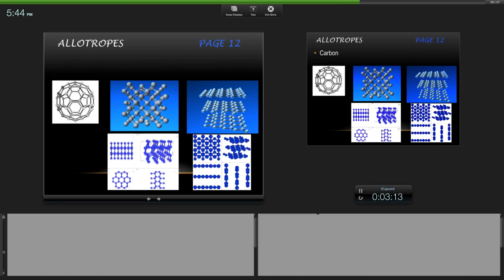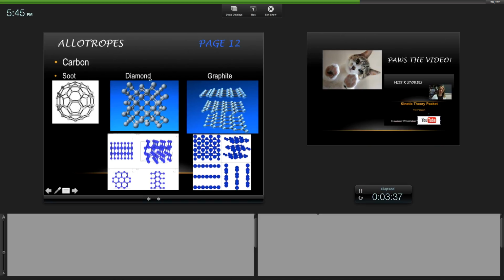All right, here we go. We're on page 12. The allotropes I want to focus on are carbon. An allotrope is just a molecular form of the same element with different structures. These are 3 structures of carbon that at room temperature would all be just carbon, but their structures are so different that you end up with really different properties. So you've got soot, diamonds, and graphite, all just made of carbon.